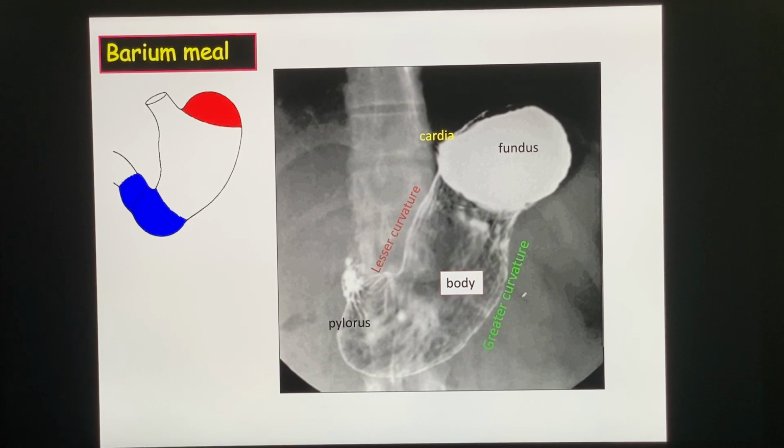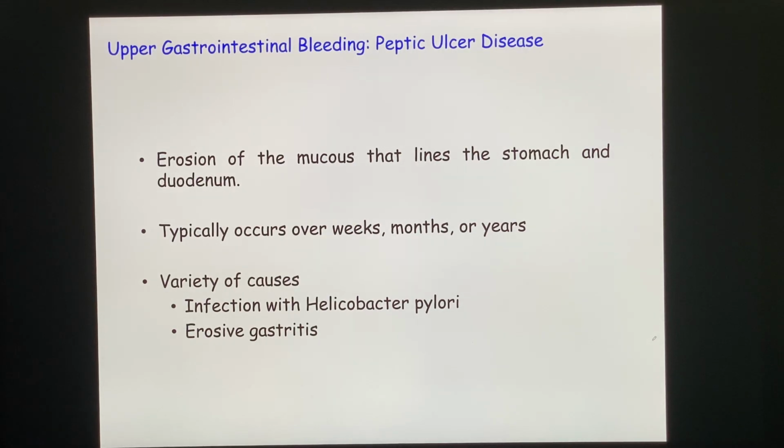Here's a picture of the barium meal. Here you can see the fundus of the stomach very clearly. Here we see the lesser curvature, greater curvature, body, and the pylorus of the stomach.